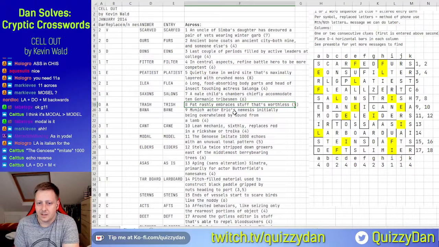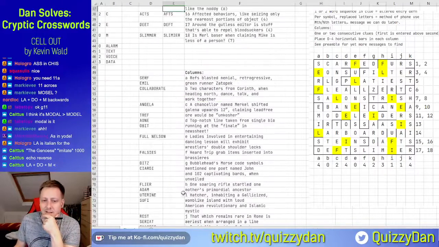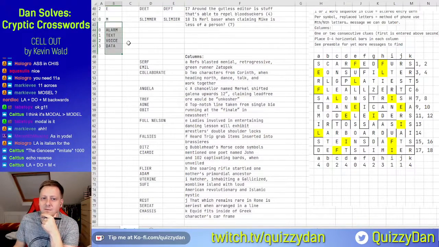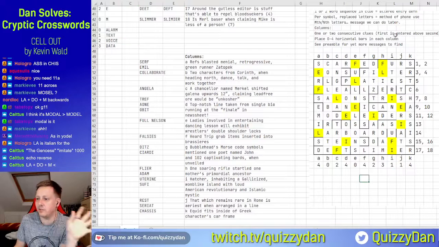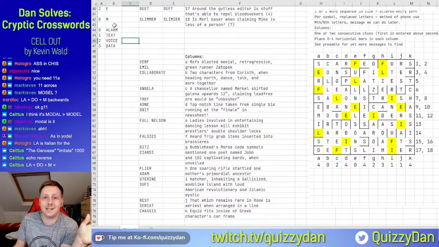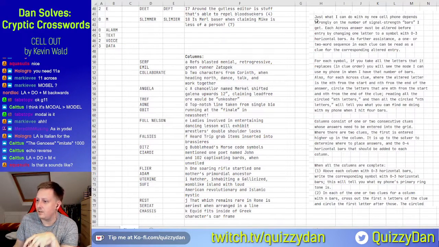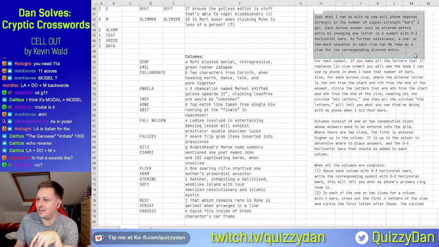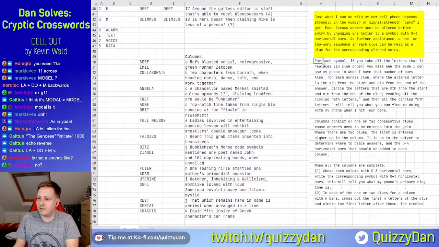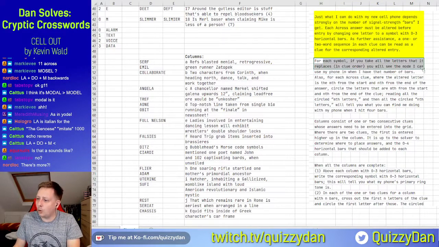Okay. Let's have a look at the rest of the gubbins. So we've got alarm, text, voice, and data as the 0, 1, 2, and 3 words for the replaced letters in the across clues. So that is, we have done that bit. We have done that bit. For each symbol, if you take all the letters it replaces, yeah, that's fine. Also for the across clues. So let's take a look at this.